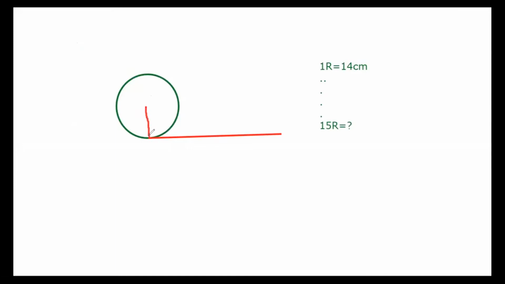So exactly, suppose this is the radius of the wheel. Okay, the radius equal to, for example, take it, for example, 2 centimeters. So you know the perimeter of that circle is 2 pi r. Okay, 2 pi r, that means 2 star pi star r.